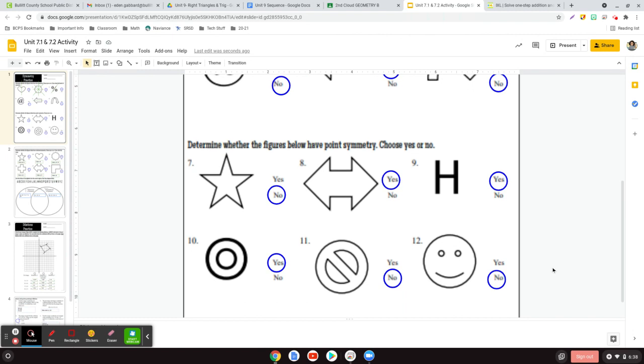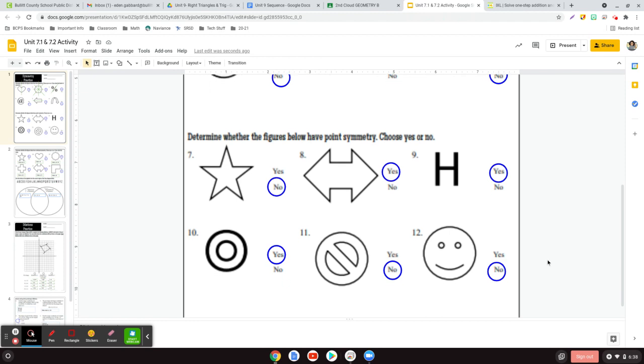7 through 12, we're going to determine whether the figures have point symmetry. Remember, point symmetry is if we flip it upside down, just like it is, does it look the same? 7 is a no, 8 is a yes, 9 is a yes, 10 is a yes, 11 is no, and 12 is no.